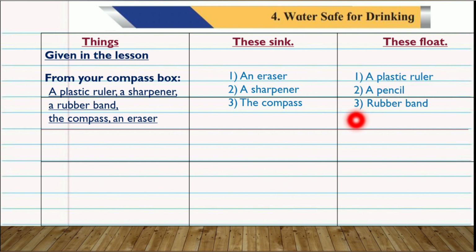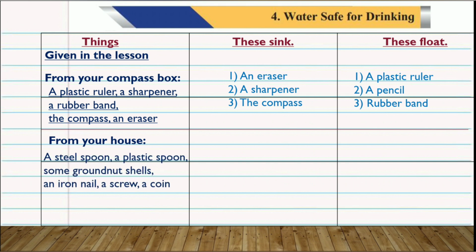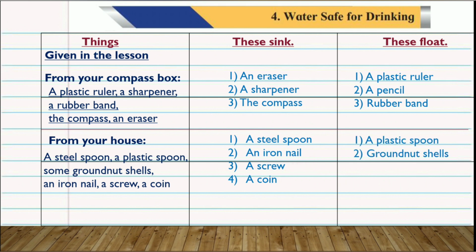Now the next things we have seen are from your house: a steel spoon, a plastic spoon, some groundnut shells, an iron nail, a screw and a coin. So which things will sink from these? A steel spoon will sink, an iron nail will sink, a screw will sink and a coin will also sink. And which things will float? So a plastic spoon will float and groundnut shells will float.